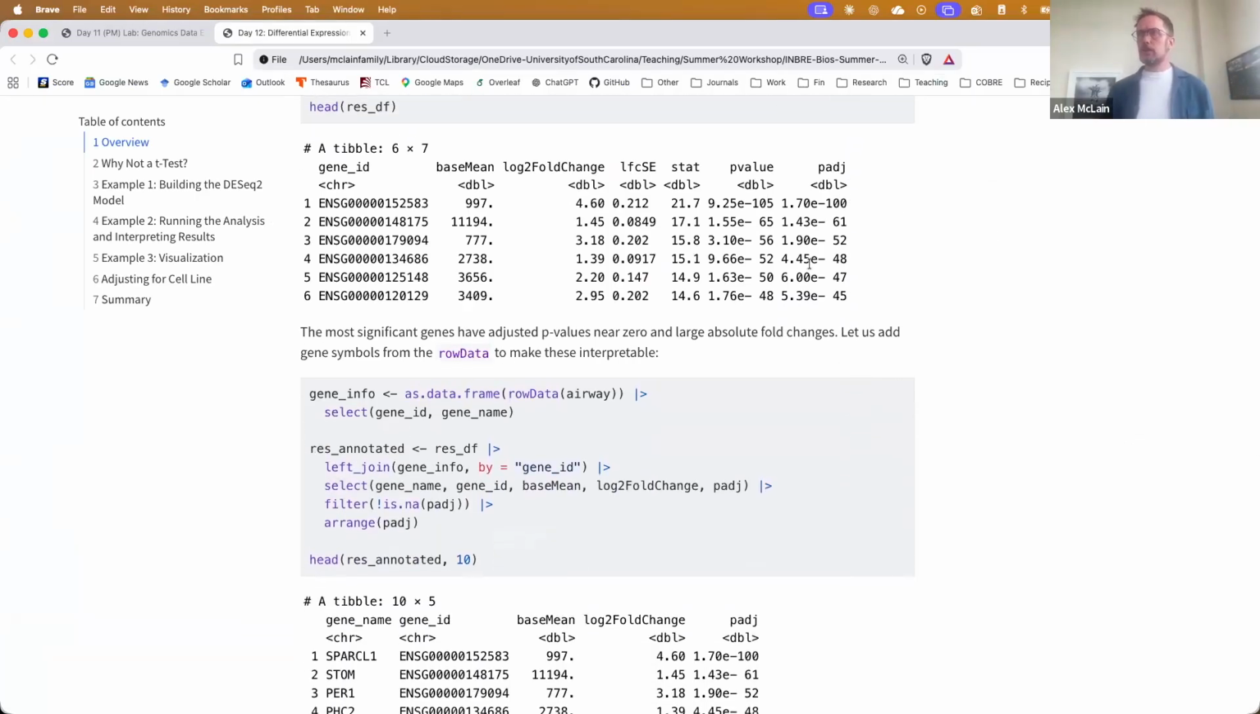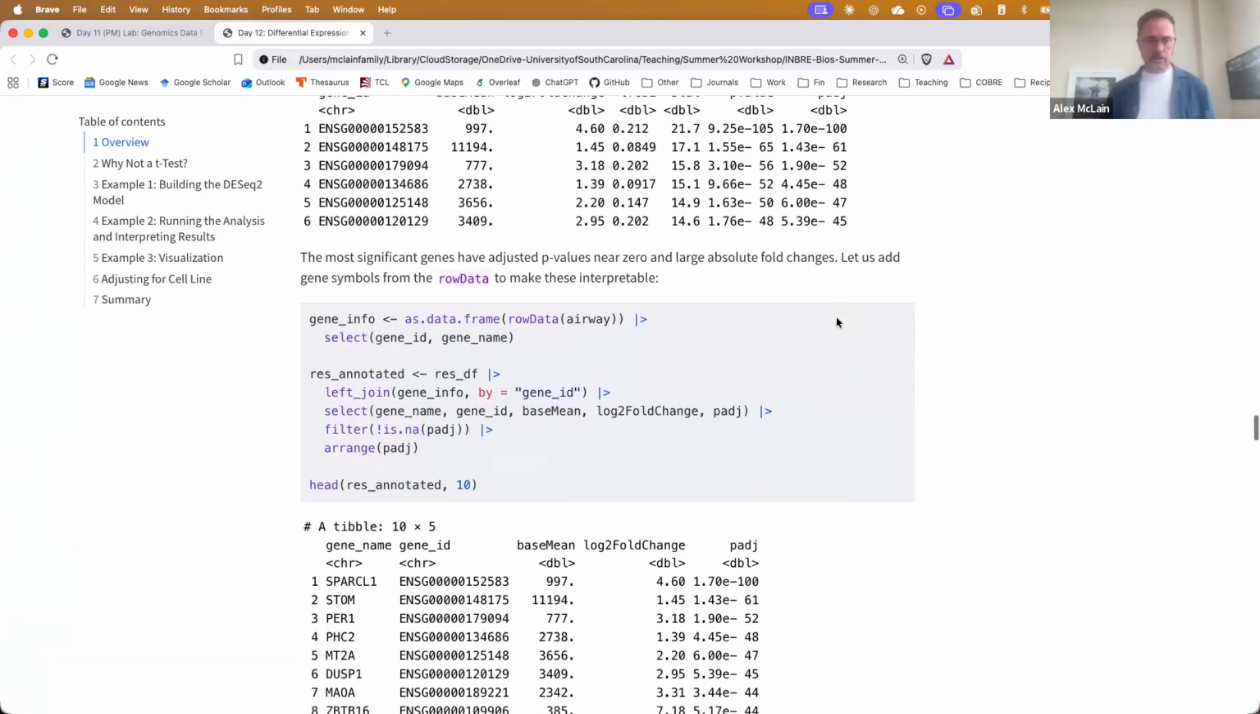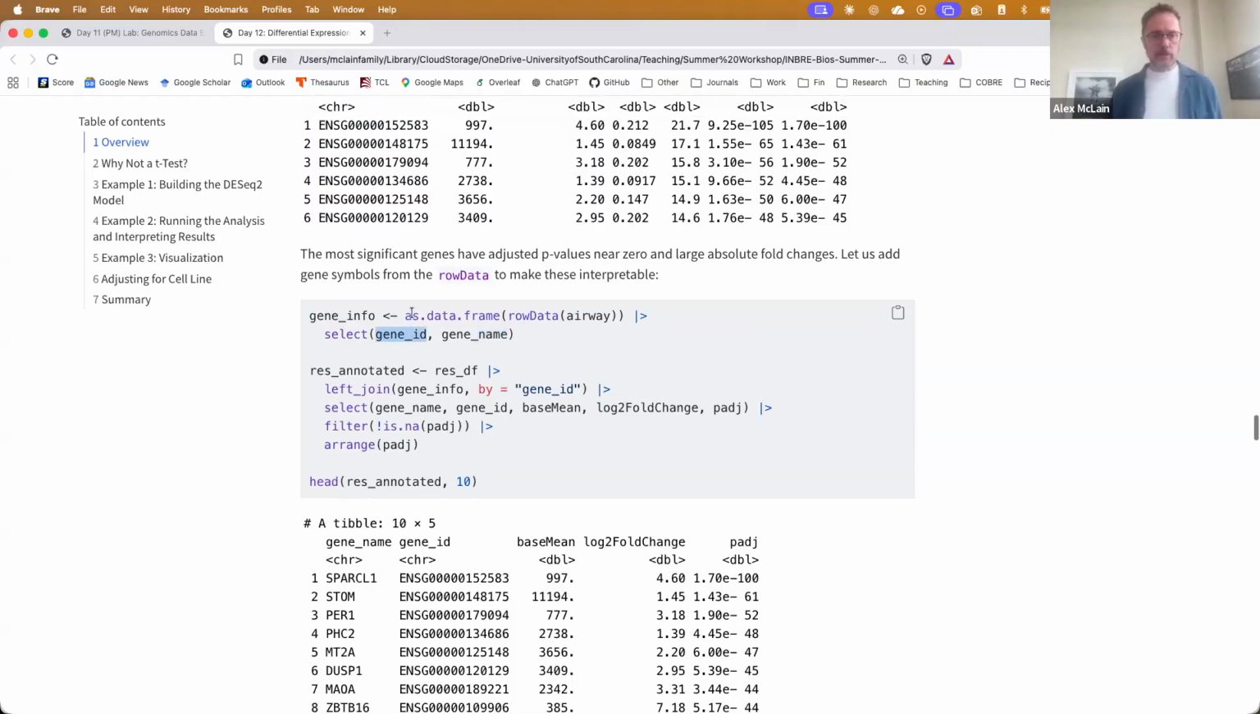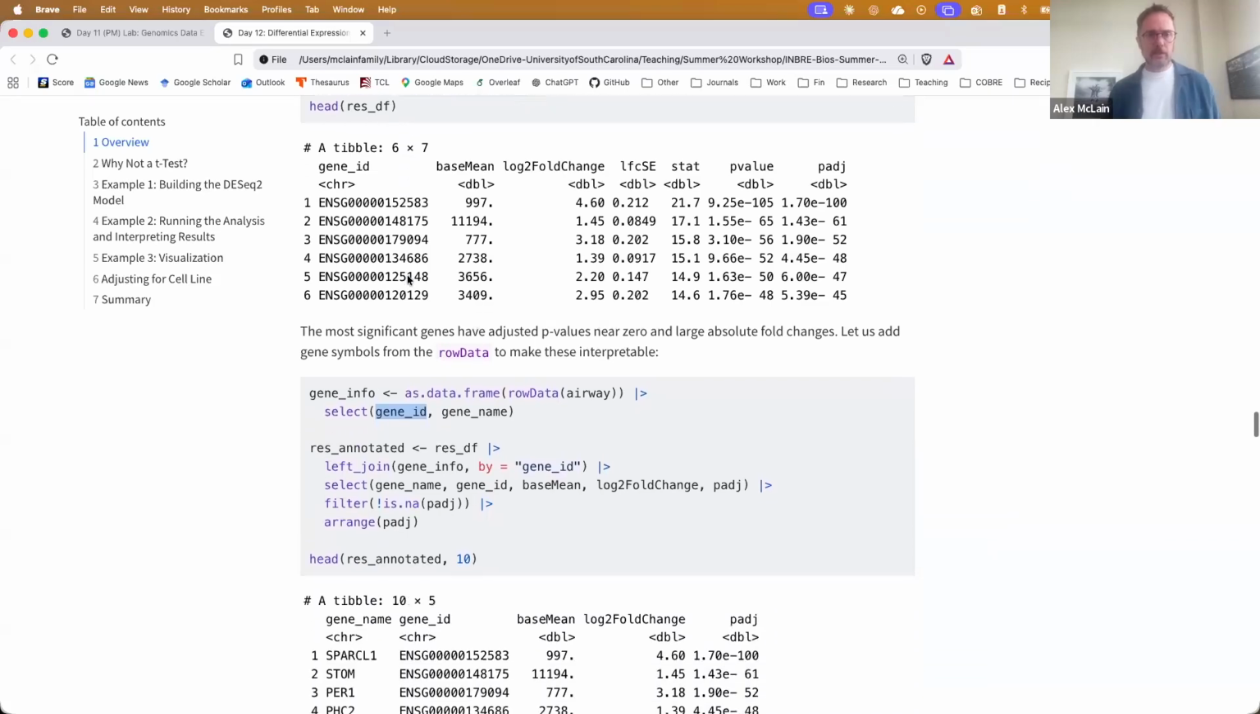Okay, so here we're looking at those that are the most significant. In this one right here, we're going to use the row data to try to add some information to our results. So the row data has information on the genes that are in the airway data set. All I'm going to take here is the gene ID and the gene name. The gene ID is what we are going to merge these by.